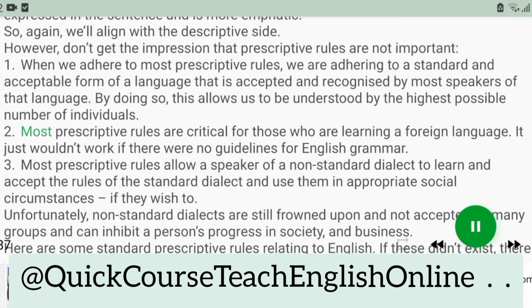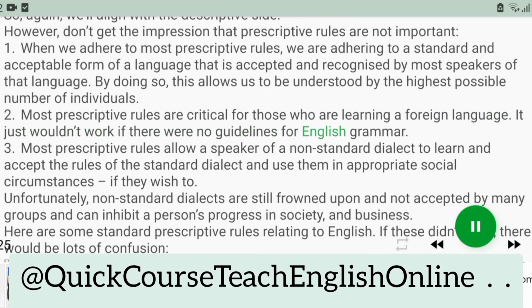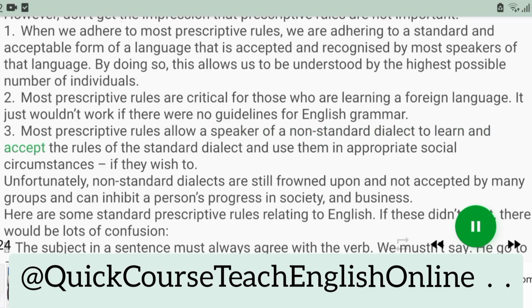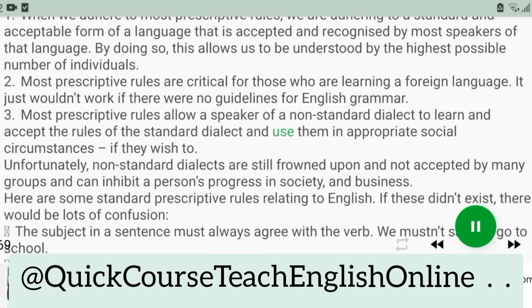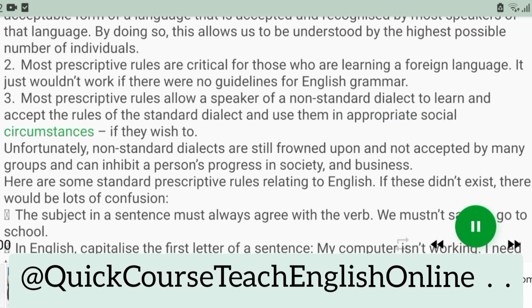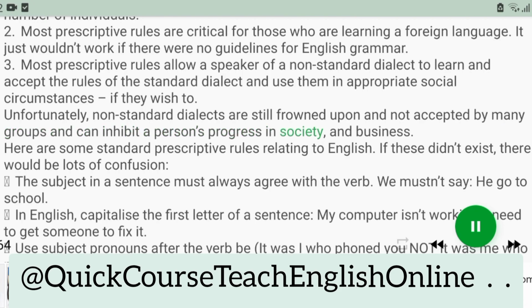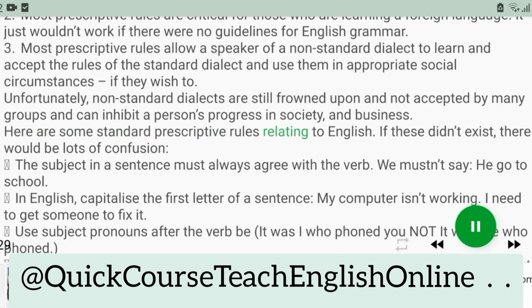2. Most prescriptive rules are critical for those who are learning a foreign language. It just wouldn't work if there were no guidelines for English grammar. 3. Most prescriptive rules allow a speaker of a non-standard dialect to learn and accept the rules of the standard dialect and use them in appropriate social circumstances, if they wish to. Unfortunately, non-standard dialects are still frowned upon and not accepted by many groups and can inhibit a person's progress in society and business. Here are some standard prescriptive rules relating to English.